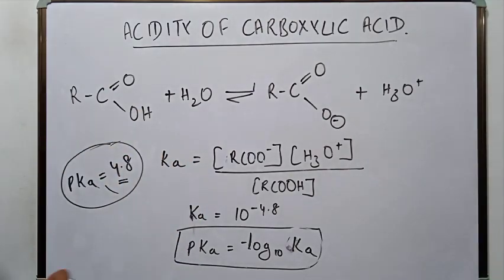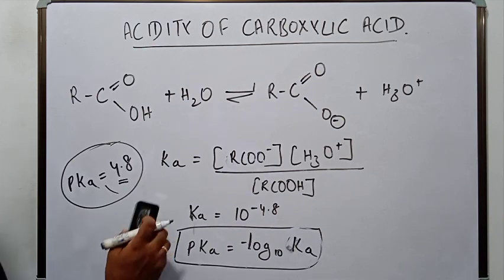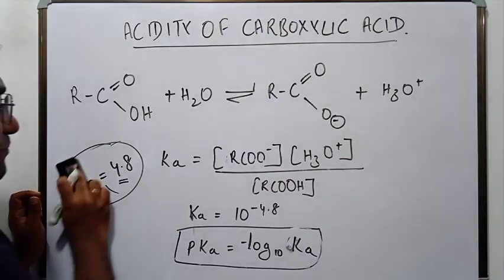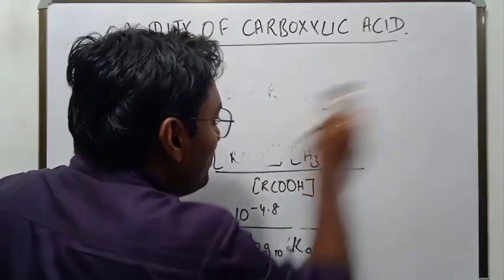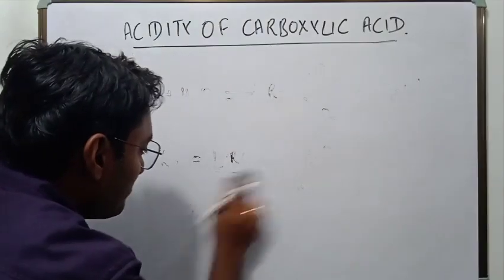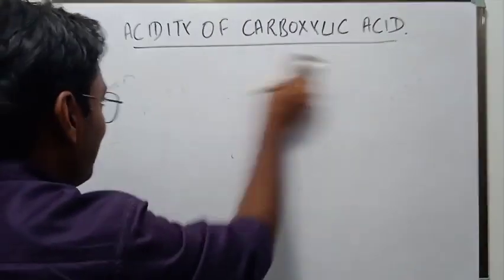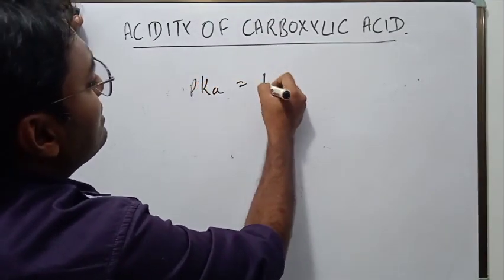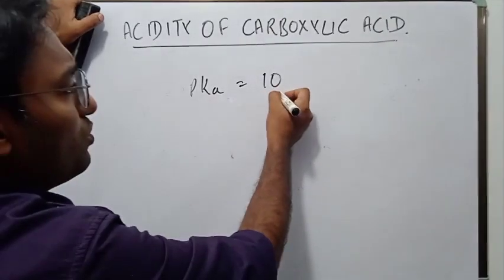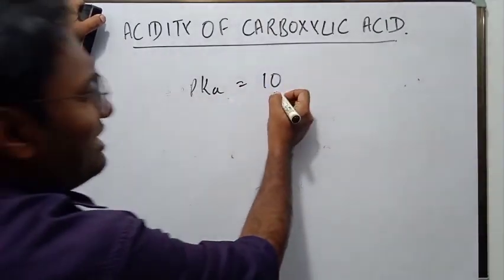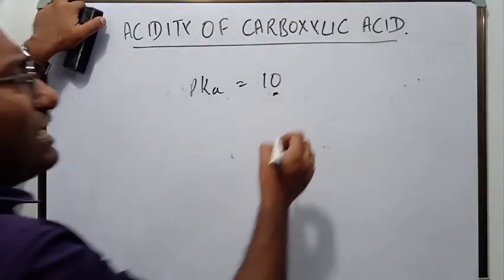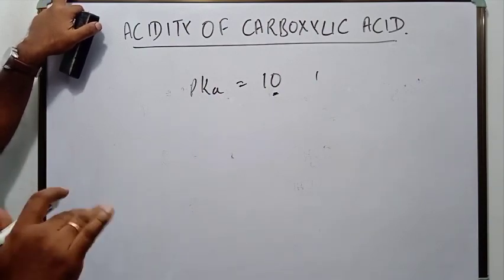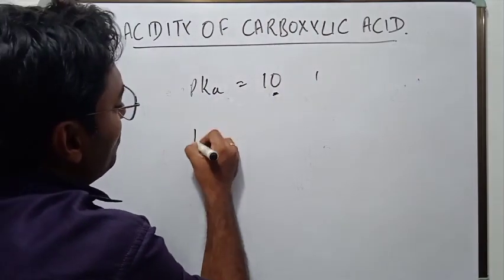Now let us see the pKa value for phenol and alcohol also, so that we are able to compare it. The pKa value for phenol is 10. Is it a big value? No. Is it a small value? No. It's a moderate kind of value. So that means the Ka is also moderate. So that means phenol is a moderate acid. Its strength is moderate.